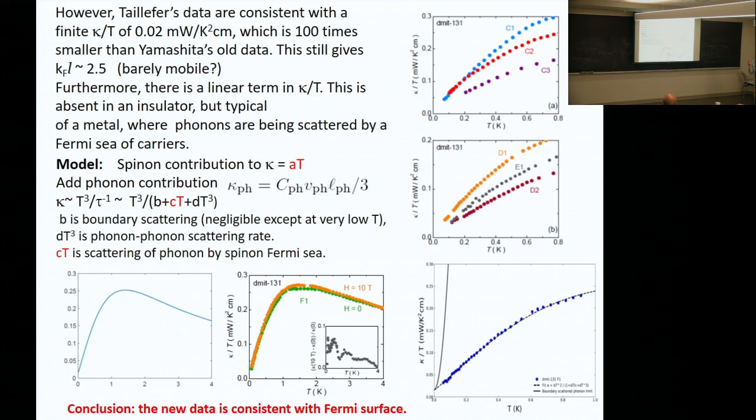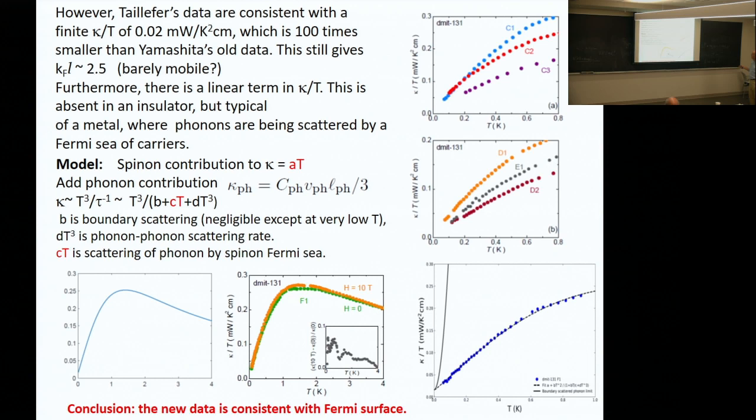But interestingly, if you look more carefully at the data, there's another thing that stares at you. Namely, this is a plot of kappa over T linearly in temperature. So that means that there's a linear term. Okay. Now this linear term is very unusual. Usually if you have an insulator, the correction term goes as T cubed. So it's a quadratic term. If it's kappa over T, it's T cubed, T squared. Okay, so this T linear term is very unusual.